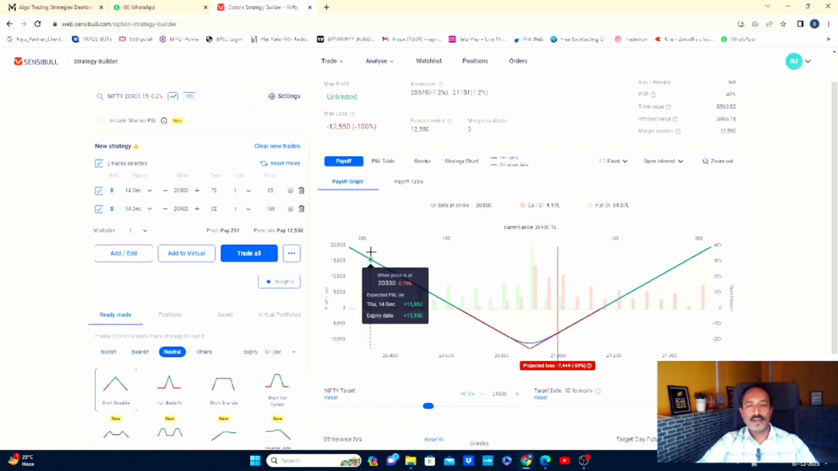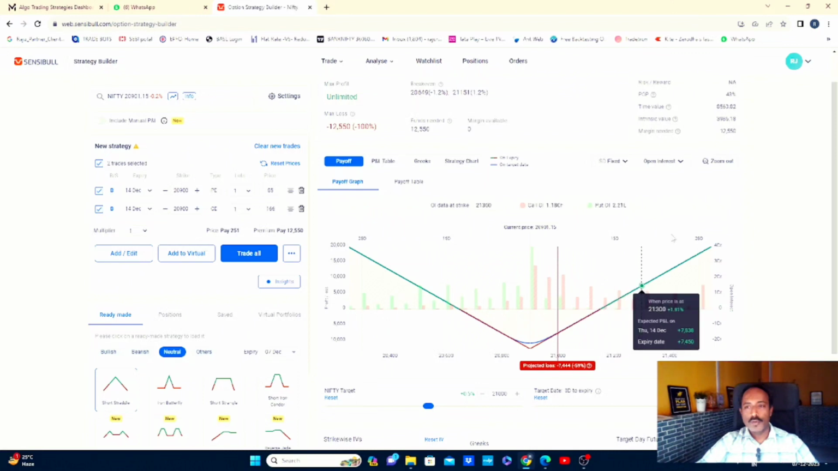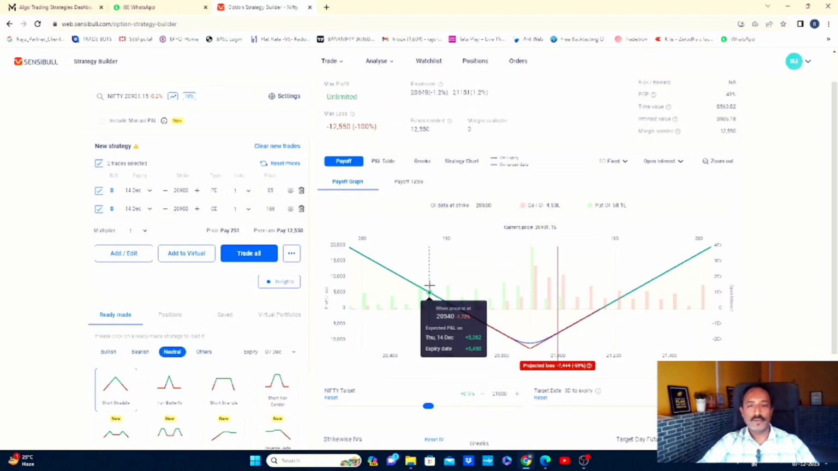And in short straddle, the profit will be limited and you will have unlimited risk. I will show you how you can mitigate that risk as well. If you buy the hedges, that will be cut off. So the probability of winning is 43% in long straddle. The probability of short straddle will always be high because in option selling, the probability is on a higher side. So this is about long straddle.